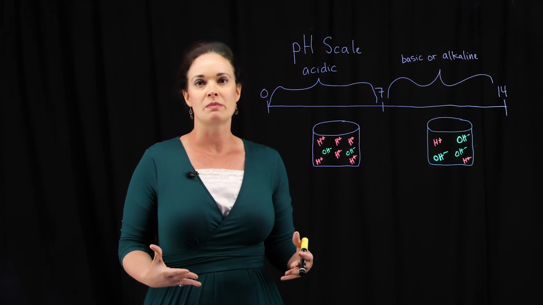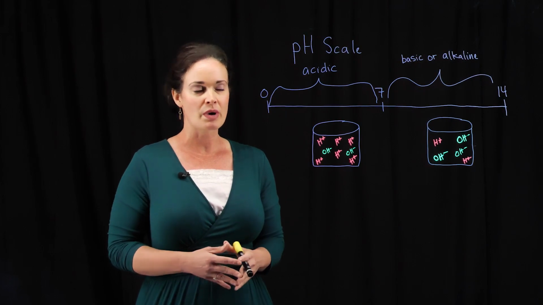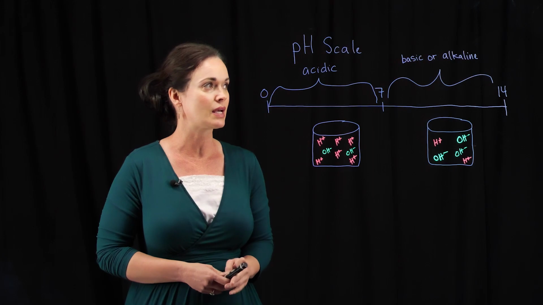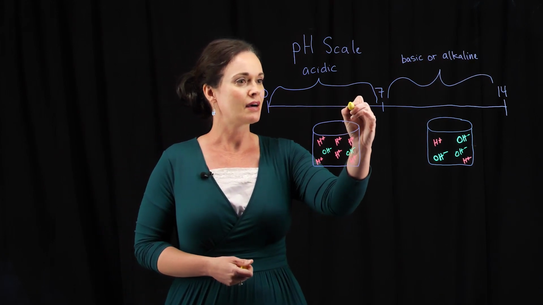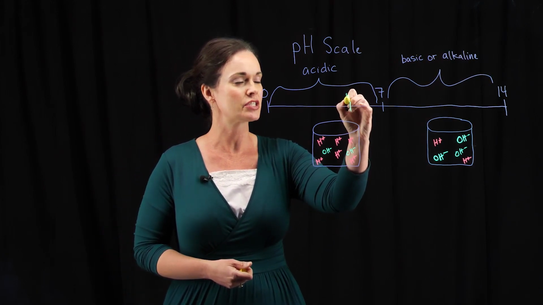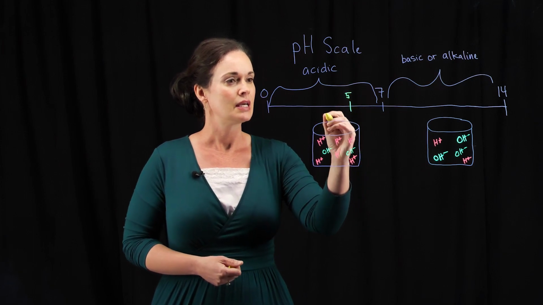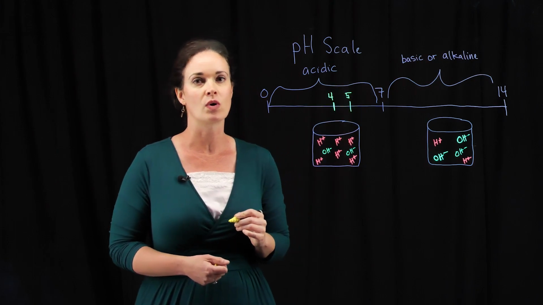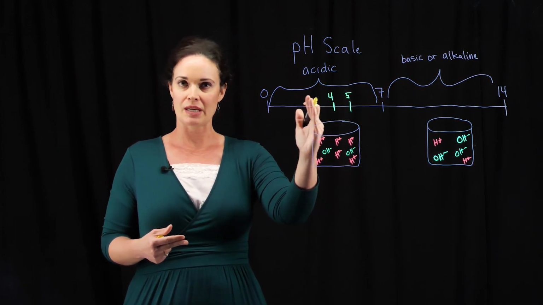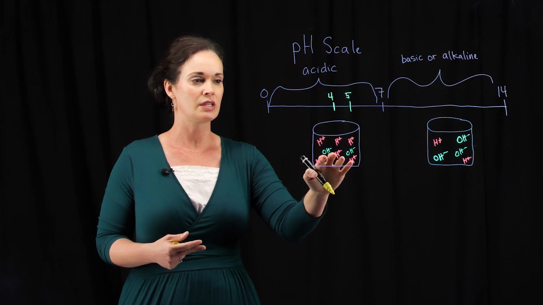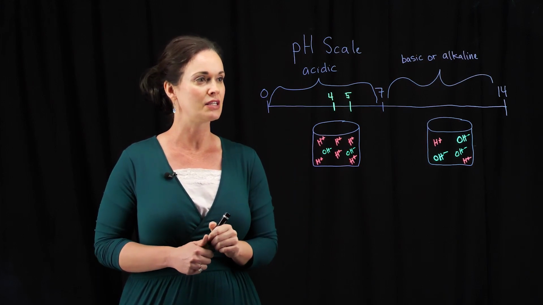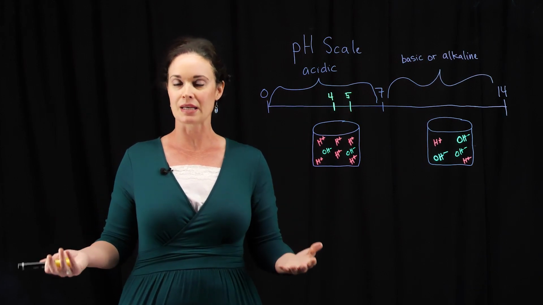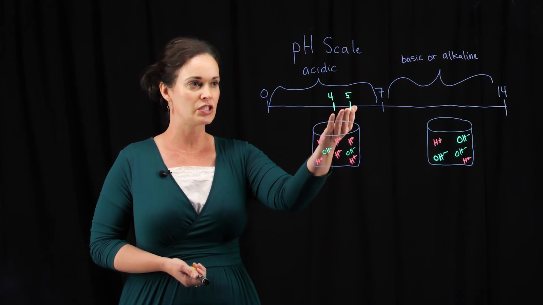I want to give you some examples of substances that you're probably familiar with that fall on the pH scale and where they would actually fall. So black coffee has a pH of 5. And what we see is tomato juice has a pH of 4. And what that means as the pH becomes increasingly lower is you're getting more and more of the free hydrogen.